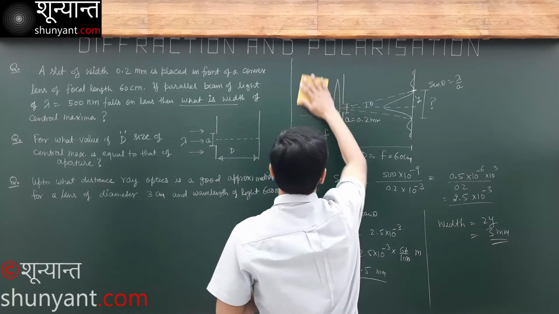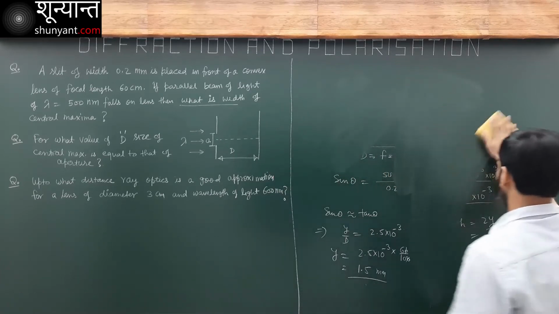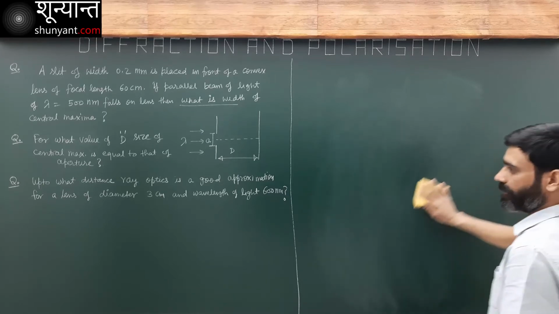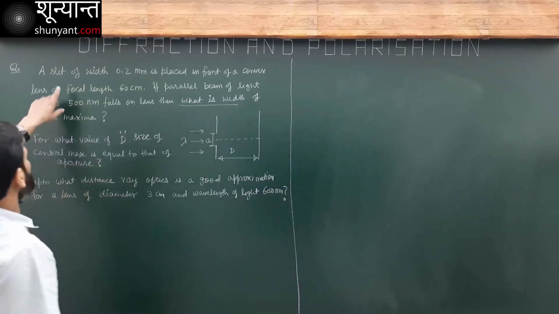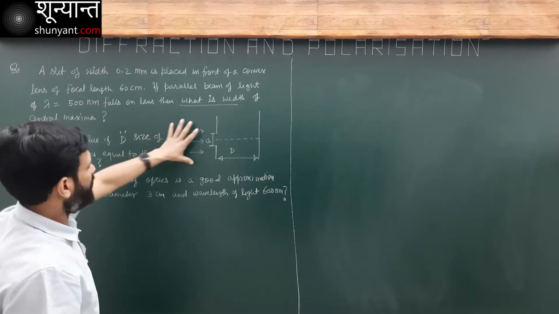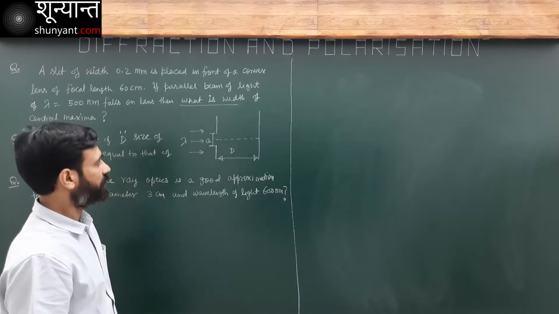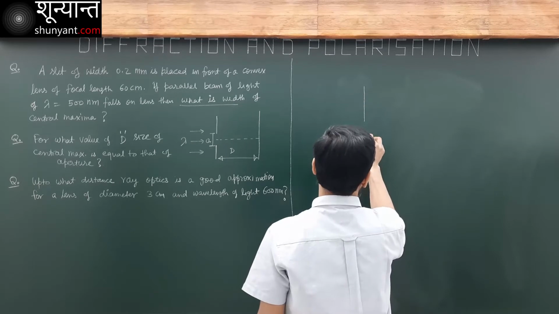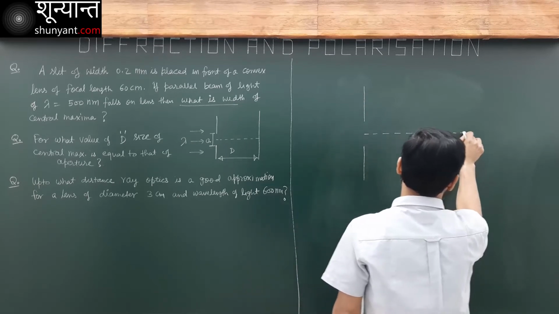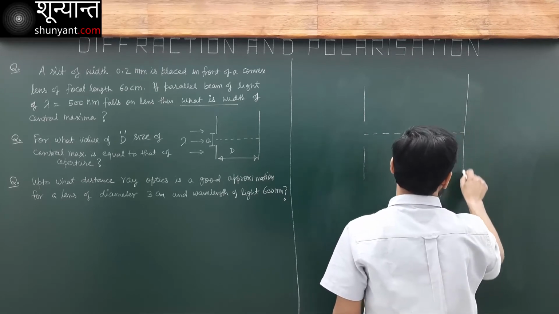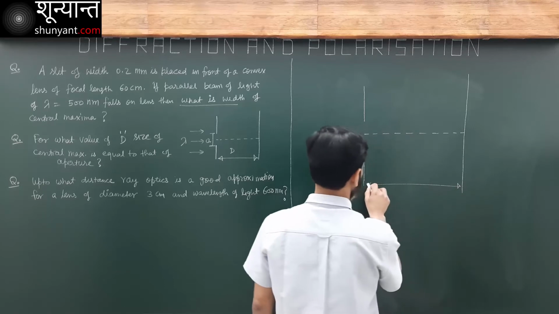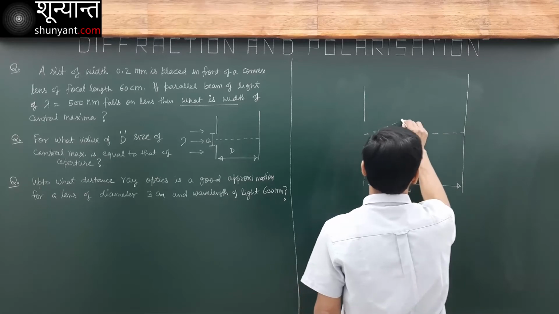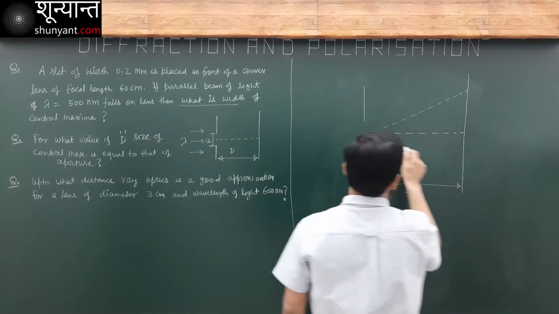Now, let's look at the second problem. A very interesting problem. The second problem is like this. A slit of width, here. I have this arrangement, the normal single slit diffraction arrangement. So I am going to get my pattern on the screen. This is my distance here, capital D. I am going to get my pattern something like this here. There is going to be spreading.